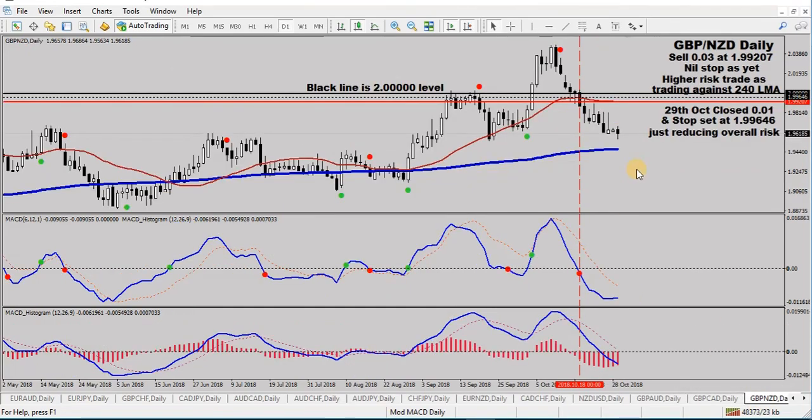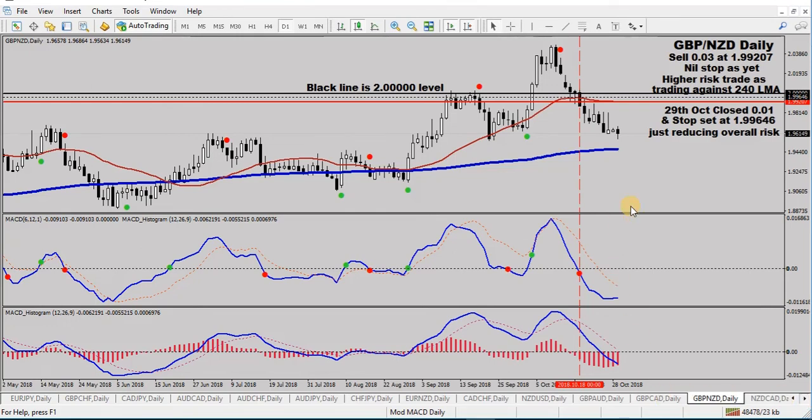Pound New Zealand, going to sell back here. That black line there, you can read it, is the 2.0000. Probably got one zero there. Nope, that's a zero level, 2.6. So it's a big number in this pair. It's a pound New Zealand. And we're closed 1/3 so far. It's heading down towards that 240 LMA. Just wanted to reduce my overall risk. There's my stop at the black dotted line. What's next?